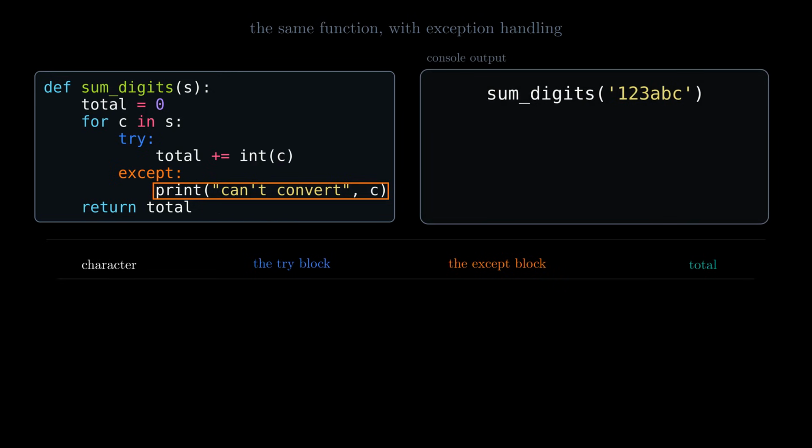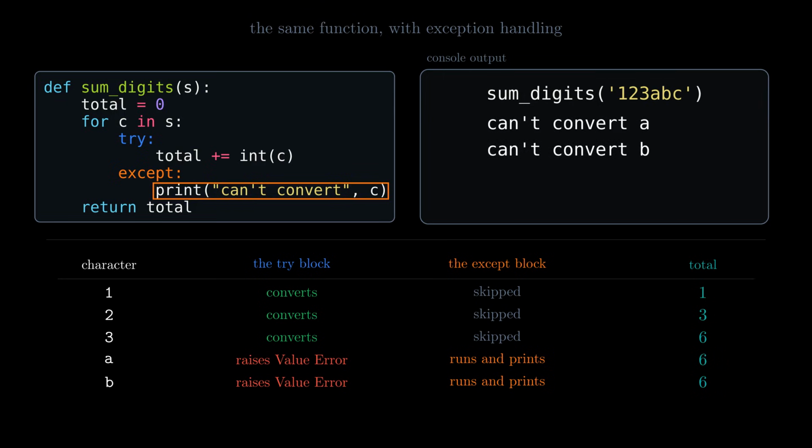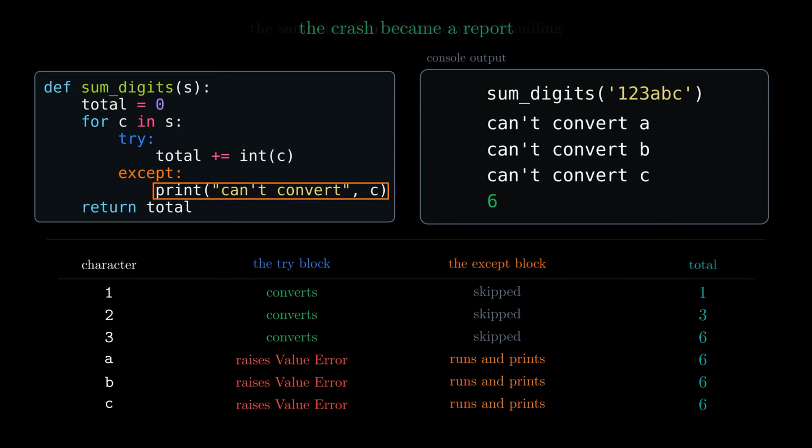Trace the string 1, 2, 3, ABC. The first 3 passes through the loop convert cleanly. The try succeeds. The except is skipped, and the total reaches 6. On the 4th pass, the conversion raises a value error. The program does not crash. Python jumps into the except block, which prints can't convert, then the letter A. That iteration ends, and the loop moves on. The letter B fails the same way, and then the letter C. 3 printed lines appear, and the function still returns 6. The crash became a report.